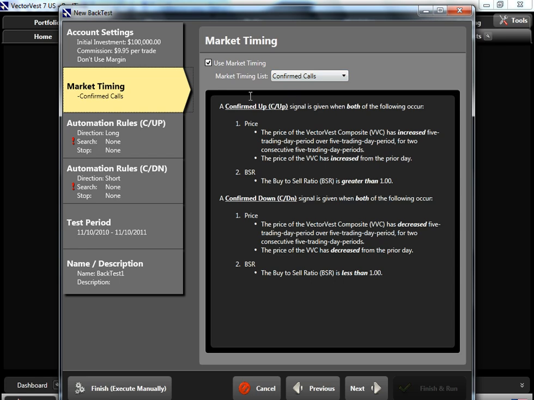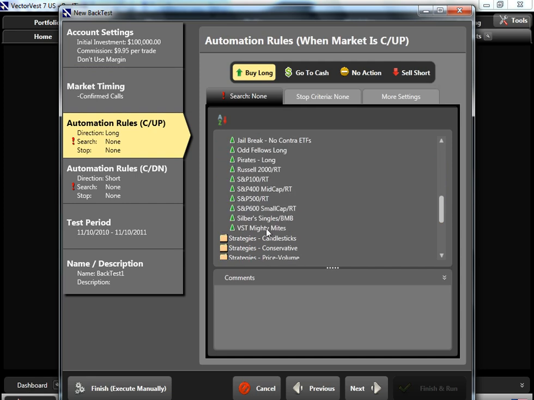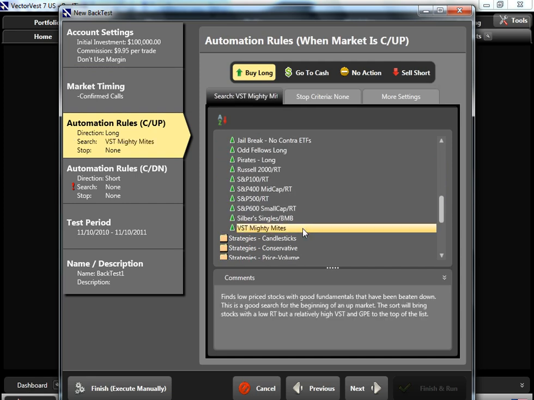Using our confirmed calls then, when we have a confirmed up call, these are the rules that will be in place. First of all, we decided from our simulation runs that the strategy we wanted to use for the upside was VST Mighty Mites. That's in the Strategies bottom fishing folder. And I simply click on VST Mighty Mites. And while we can't see the criteria here, we do have a description box that tells us that Mighty Mites finds low price stocks with good fundamentals that have been beaten down. It's a good search for the beginning of an up market. The sort will bring stocks with a low relative timing, but a relatively high VST and GPE to the top of the list. That's that fundamental strength we spoke about.